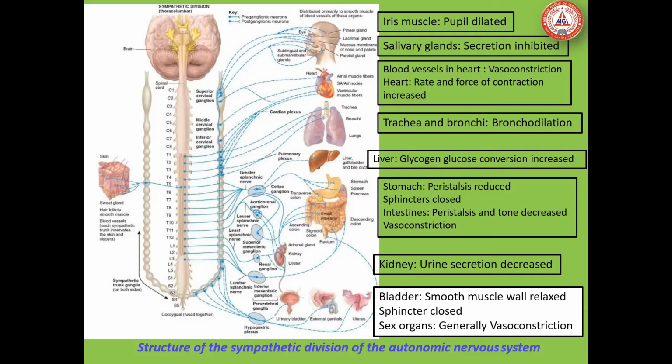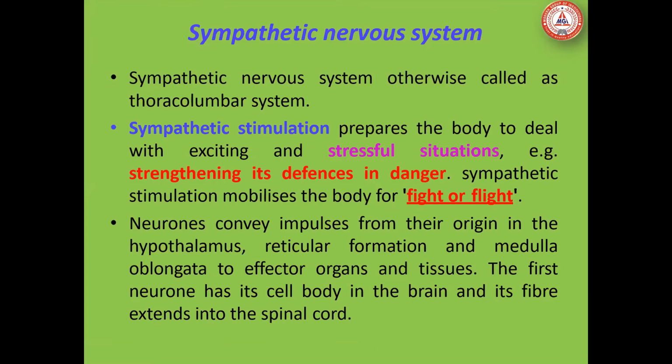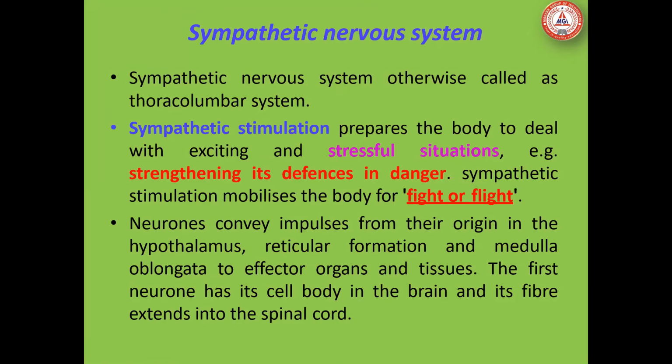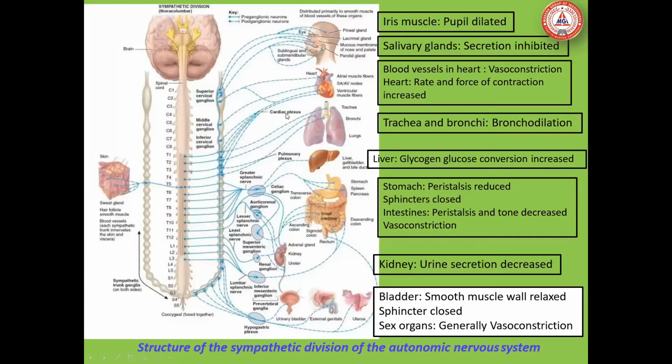The sympathetic division, as we previously talked about, is also known as the thoracolumbar system, and its effect is on the iris muscle, salivary gland, blood vessels, heart, trachea, bronchi, liver, stomach, intestine, kidney, bladder, and sex organs.